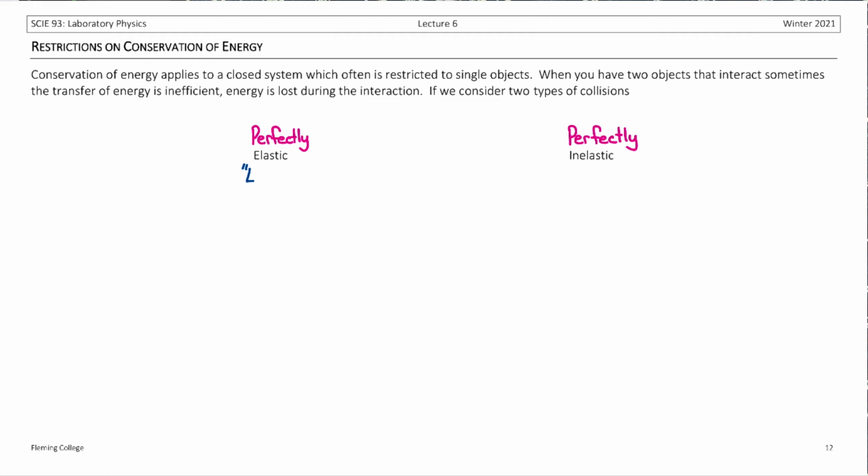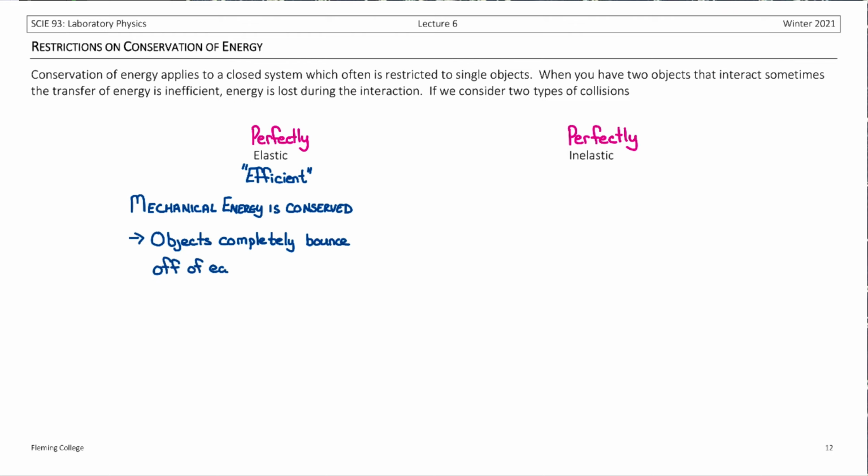And it can be difficult to keep these straight. So I like to think of them as elastic collisions are efficient collisions. And I say efficient because they're efficient at transferring all of the mechanical energy from one object to the other. So in elastic collisions, mechanical energy is conserved, and these are often types of collisions where objects completely bounce off each other.